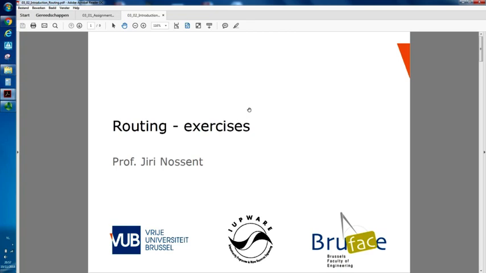Welcome to this third exercise of surface water hydrology in the part on the concepts. This third and final exercise in this part will be about routing. We will discuss both river routing and reservoir routing.